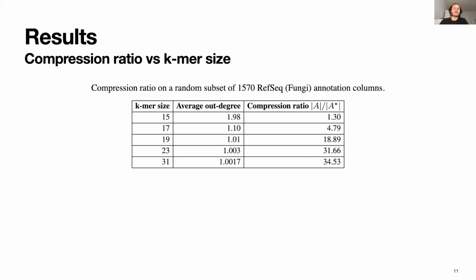In the first experiment, we look at the dependence of the compression ratio on the k-mer size. The compression ratio is defined as the ratio between the size of the annotation matrix before and after the RowDiff transform.